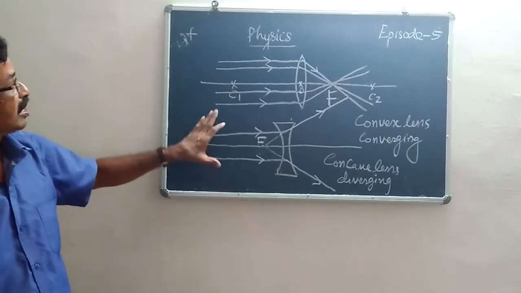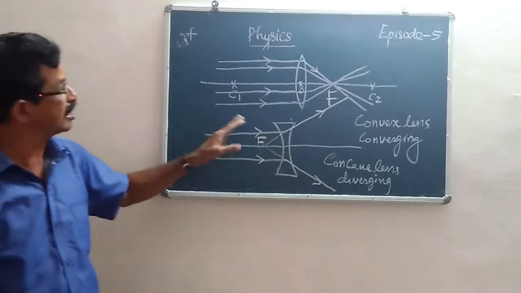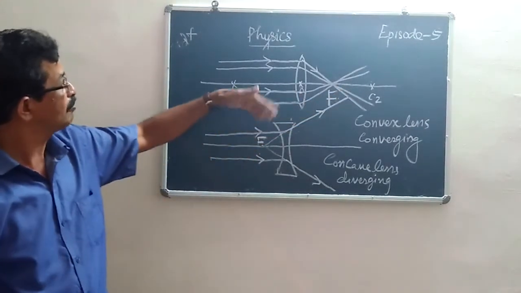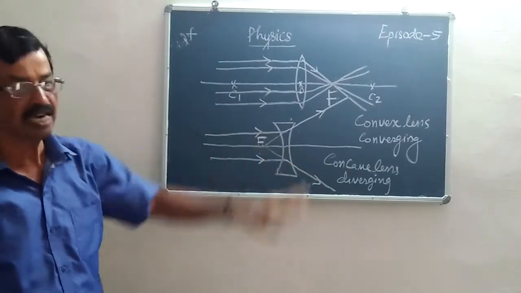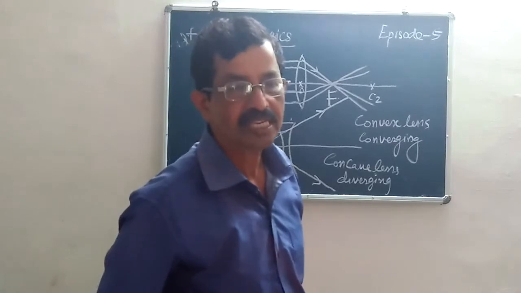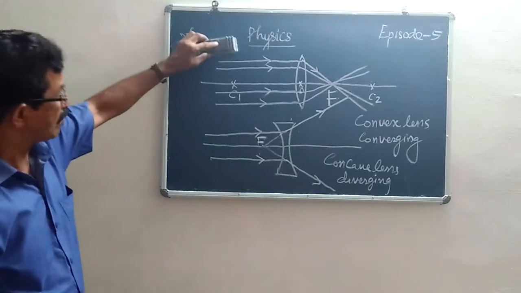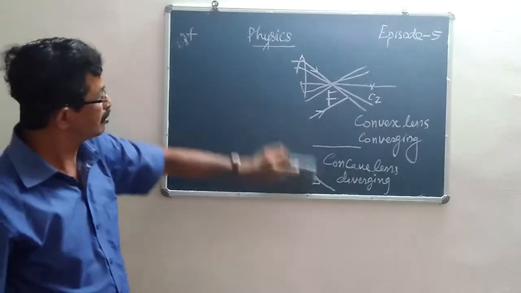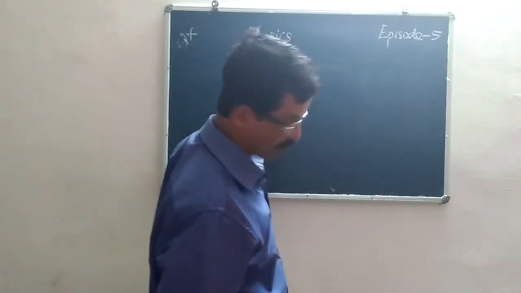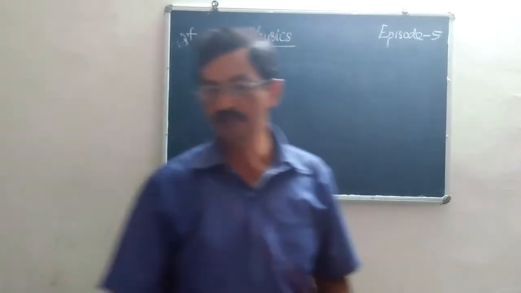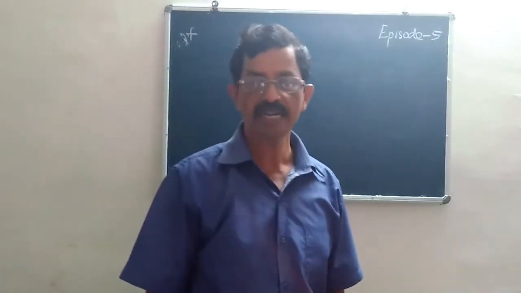Why? Because the light rays parallel to the principal axis, after refraction, appear to diverge from a point on the principal axis. So this one is called a diverging lens. This lens is also called a diverging lens. We discussed how an image is formed by a convex lens. Now we are going to discuss the image formed by a concave lens.